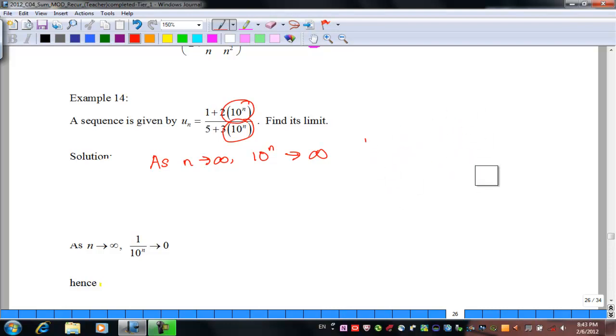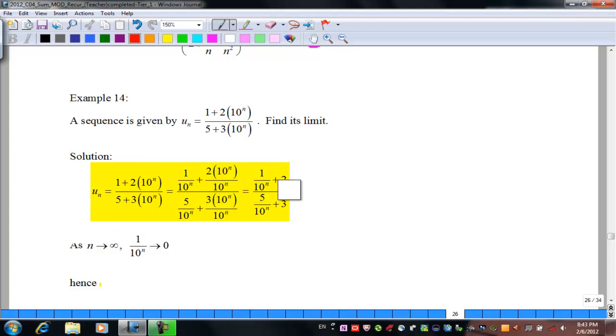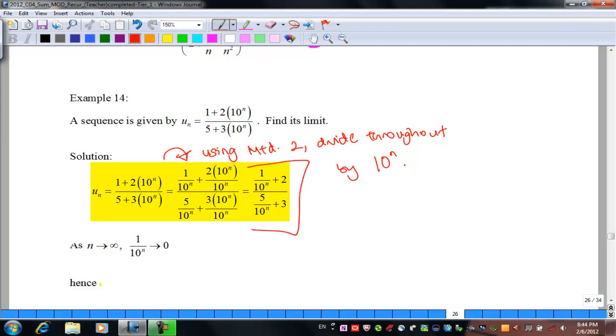So what is the right way to do? Well, we can see that it will be hard to do long division, right? So what I normally do is, I use method 2. Okay, I divide throughout by the highest power, which is 10 to the power of n. So if I were to divide throughout, so this is using method 2, and I divide throughout by 10 to the power of n. So please pause the video and take this down and see that you can get up to this step by doing a division throughout by 10 to the power of n.